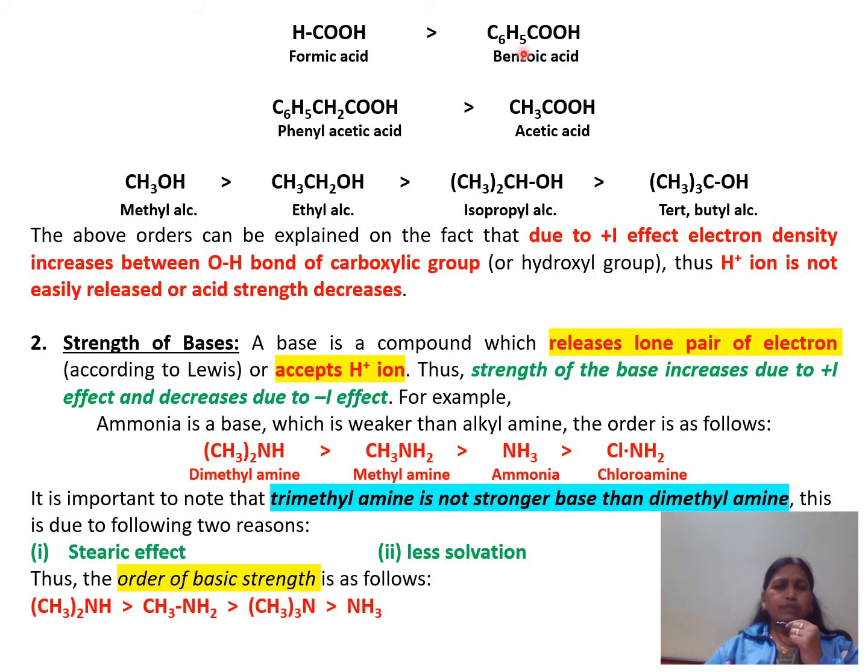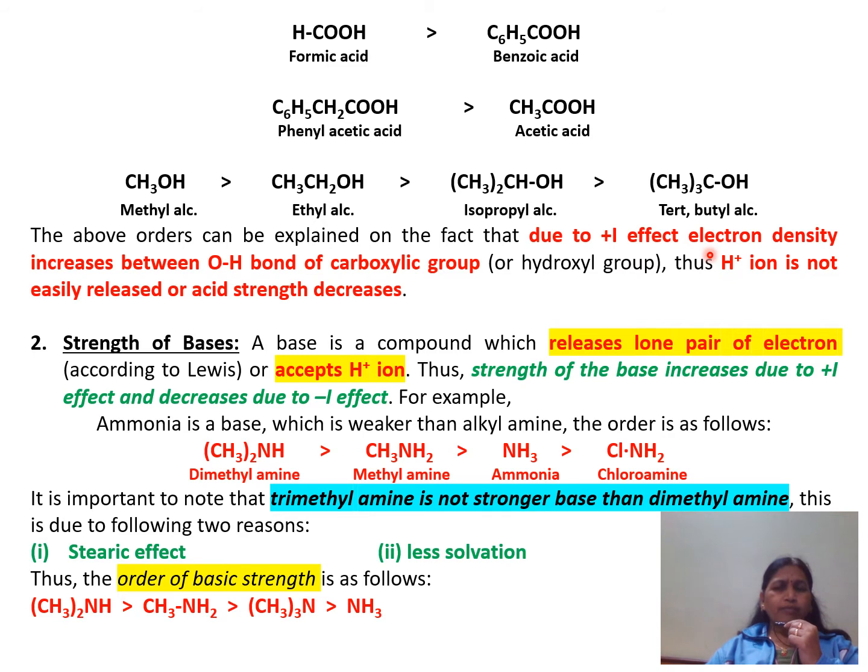Similarly, formic acid and benzoic acid, formic is better. You can go through these examples. Alcohols follow the same order. The above orders can be explained by the fact that due to plus I effect, electron density increases between the OH group. The plus I effect will force electrons towards the OH bond of the carboxylic acid or hydroxyl group. Thus the hydrogen ion is not easily released, or the acid strength decreases.